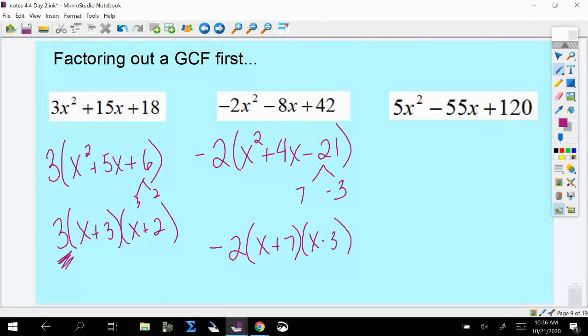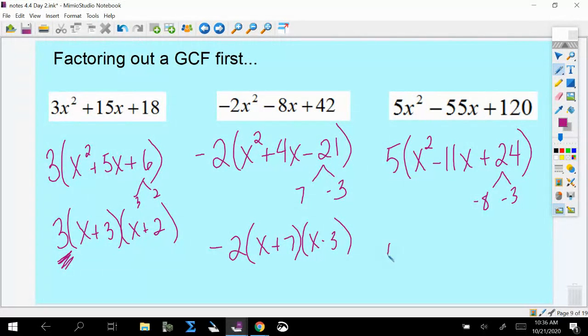And then finally, the last one, everything is divisible by 5. So I'm going to take the 5 out. So I get x squared minus 11x plus, let's see, 120 divided by 5 is going to be 24. I need two numbers that multiply to get 24 and add to get negative 11. That would be a negative 8 and a negative 3. Keep the 5 out front, and then one of your factors is x minus 8, and one of your factors is x minus 3. And that is how you FOIL factor or undo a foiling.